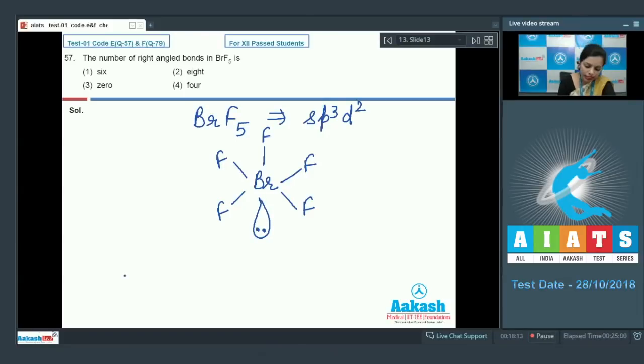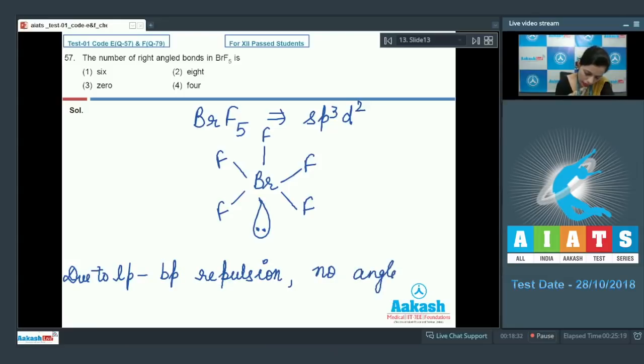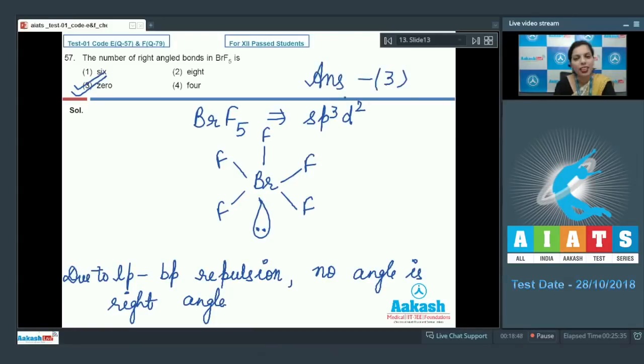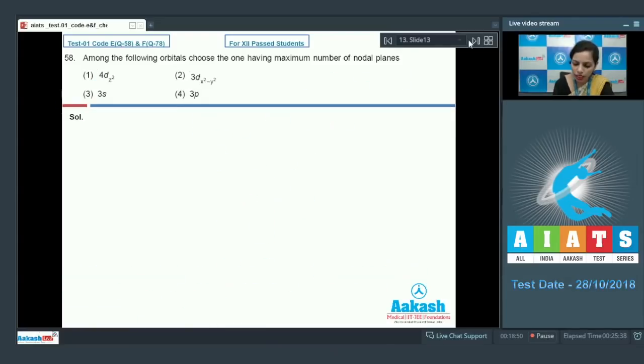Now, in this case, there is lone pair and bond pair repulsion, due to which no angle is a right angle. And if it is so, the answer is 0 here. That's given in option 3. And I'll write here the correct answer. I hope this question is also clear to you. Let's move on to the next question.